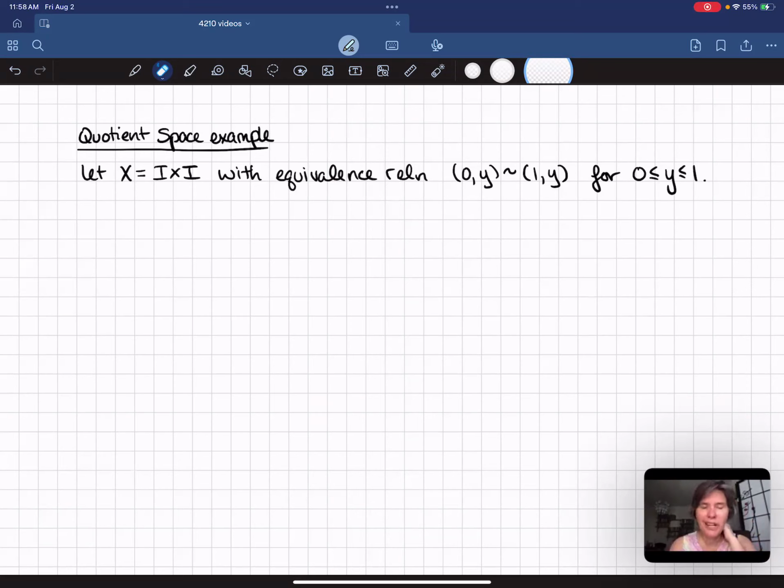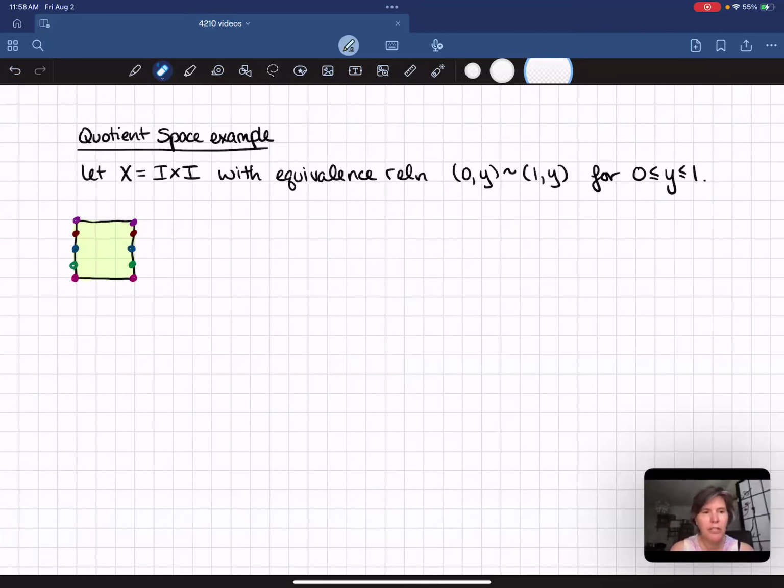So we'll let X be I cross I. Remember, I is the unit interval, so this is [0,1] cross [0,1], so this is a unit square with an equivalence relation that says points (0,y) and (1,y) are equivalent for any y value between 0 and 1. So (0,y) is equivalent to (1,y). All right, let's make a diagram to illustrate what this means.